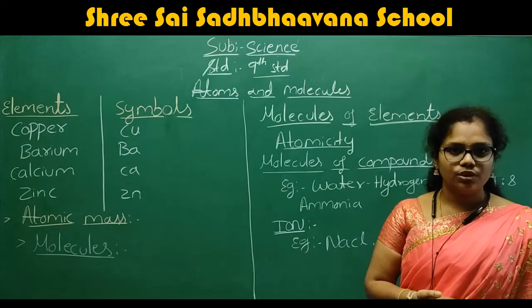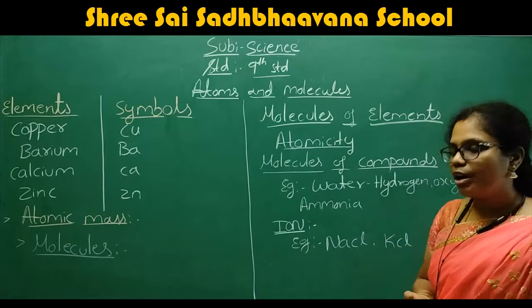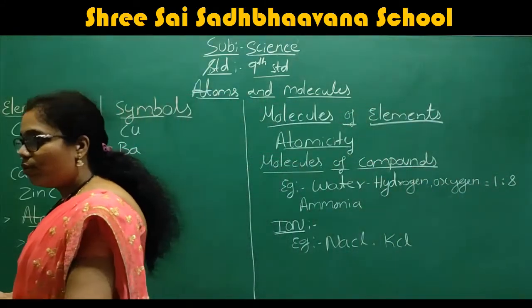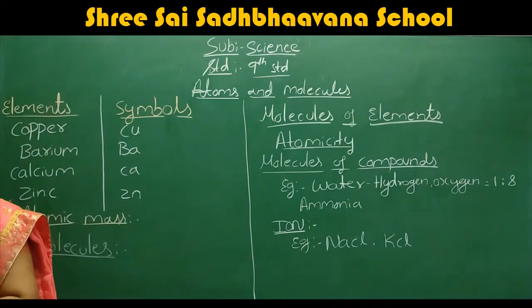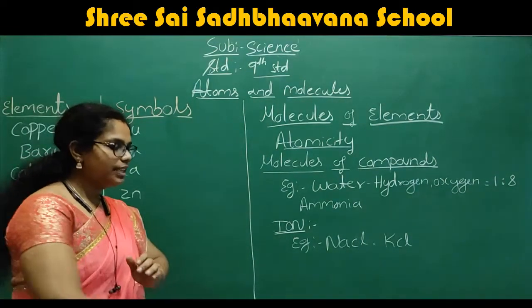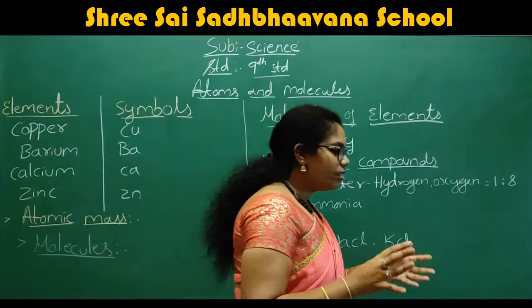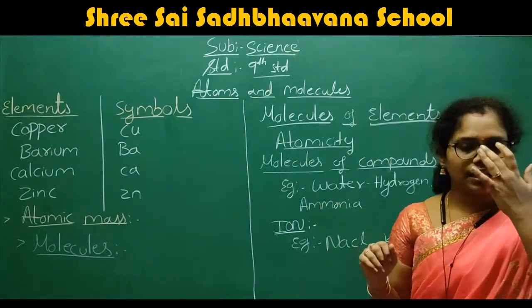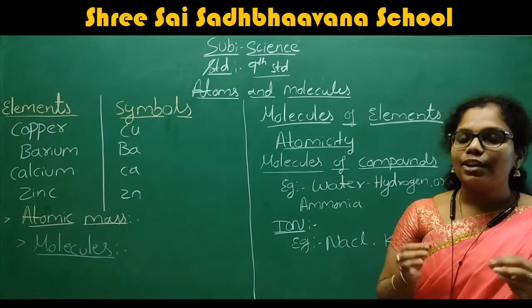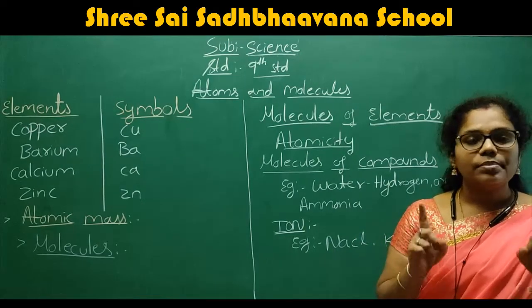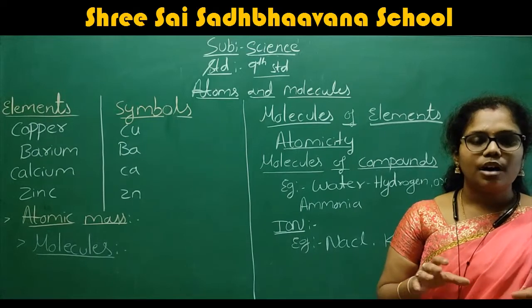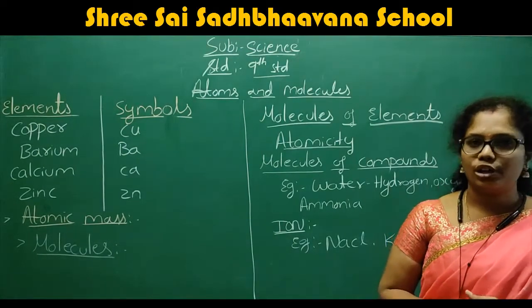Chlorine Cl2, fluorine F2, monatomic, sulfur S, oxygen O2, helium He. Some of the elements can be diatomic, triatomic and so on, but the noble gases are always monatomic.